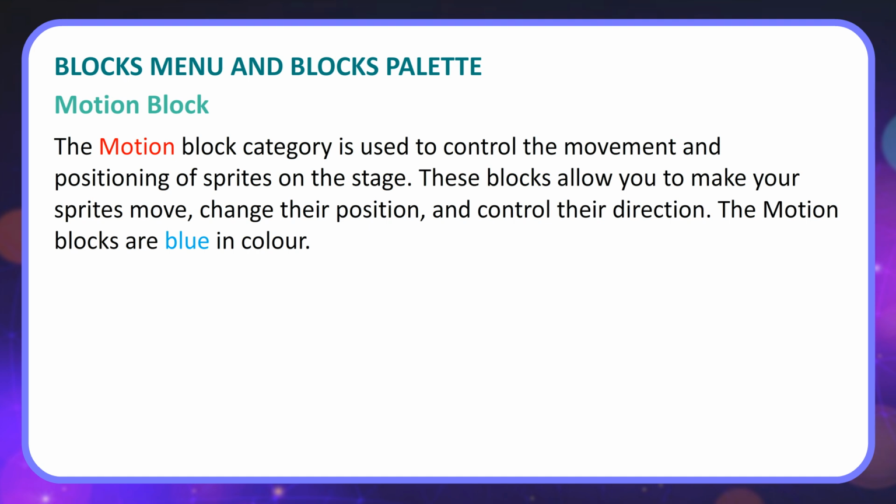Motion block. The motion block category is used to control the movement and positioning of sprites on the stage. These blocks allow you to make your sprites move, change their position, and control their direction. The motion blocks are blue in color.